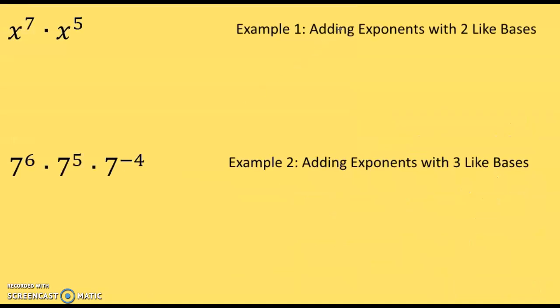Example 1. Adding exponents with two like bases. So we have x to the 7th power times x to the 5th power. Using our property, the product of powers, we have x to the 7 plus 5 power. 7 plus 5 is 12. So our simplified expression is x to the 12th power.